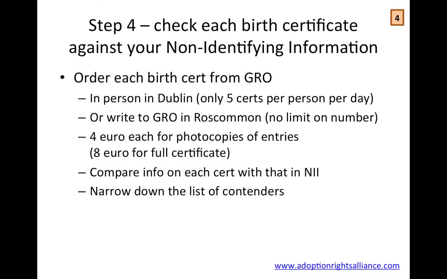Step 4 is to check each birth certificate against your non-identifying information. So you'll come out with a list of possible illegitimate births for your year of birth, and you need to check each of these against the non-identifying information that you have received from the adoption agency. And by doing that, you should be able to eliminate some of these birth certificates as not being you. You need to order each birth cert from the GRO.